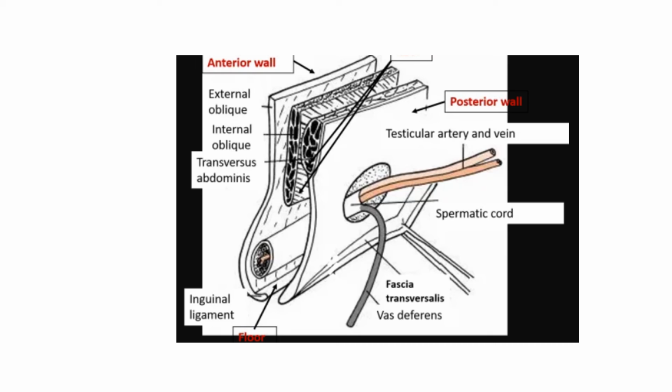Then, the posterior wall, it is mainly formed by fascia transversalis. It is partially formed by the conjoint tendon and also by the reflected part of inguinal ligament. Roof is formed by arched fibers of internal oblique and transverse abdominis, and floor is formed by the grooved upper surface of inguinal ligament, and medially it is strengthened by the lacunar ligament. And inlet is formed by the deep inguinal ring. Outlet is formed by the superficial inguinal ring.